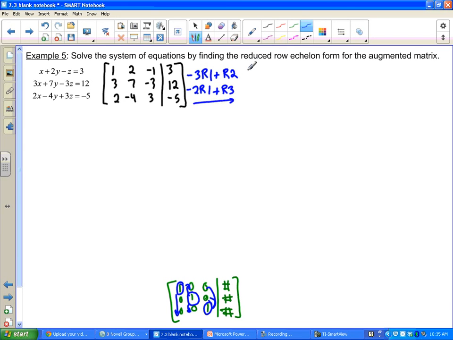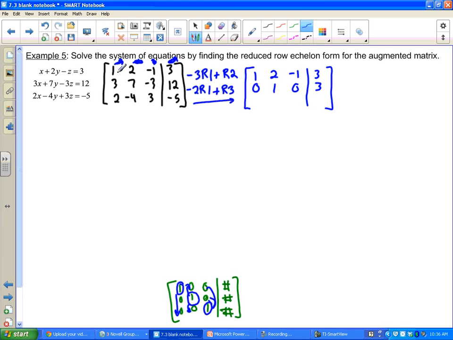But if you do it this way, you have to make sure that you don't get confused. The first row is staying the same. I want to do negative 3 times the first row, and I want to add it to row 2. So that's going to give me 0, 1, 0, 3. Now I want to do negative 2 times row 1. So either mark out what you had before, or erase it, or just put it in a different spot so that you can tell the difference.